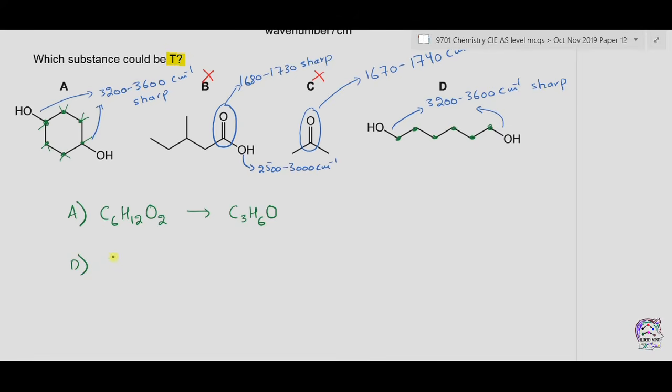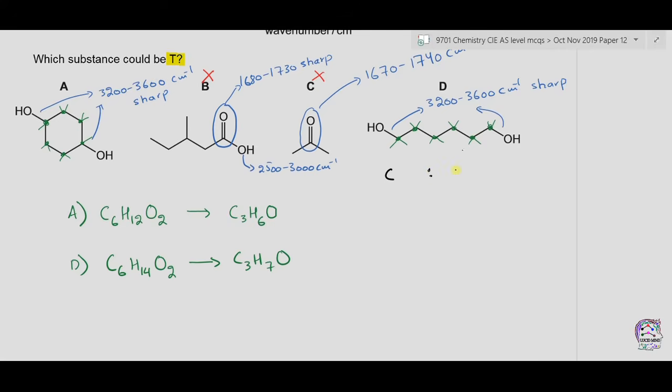Now for option D we have 1, 2, 3, 4, 5, 6 carbon atoms. So the molecular formula is C6. Then we have 2, 4, 6, 8, 10, 12, 13 and 14 hydrogen atoms. And there are again 2 oxygen atoms. So the empirical formula will be C3H7O.